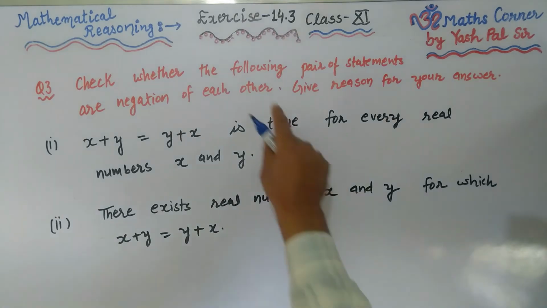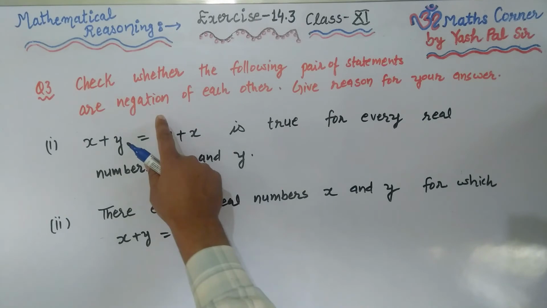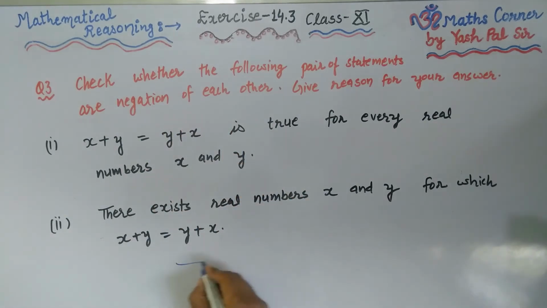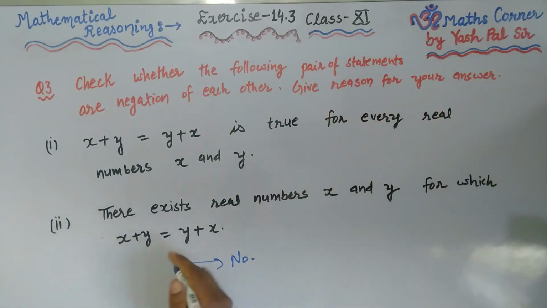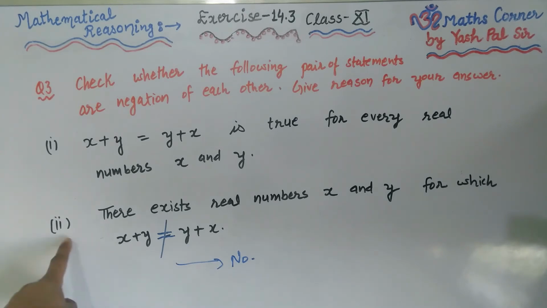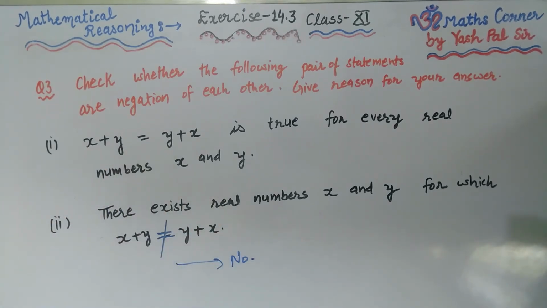So what we say: check whether the following pair of statements are negation of each other. Our answer is no. Why? Give reason for your answer. Because if in the second statement, in place of the equal to sign, we had a does not equal to sign, only then we could say that the second statement is the negation of the first one. So this was question number 3.